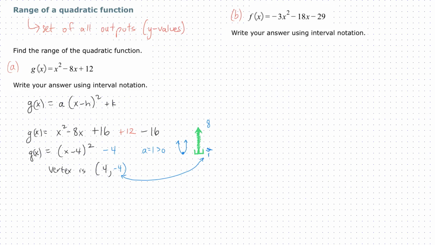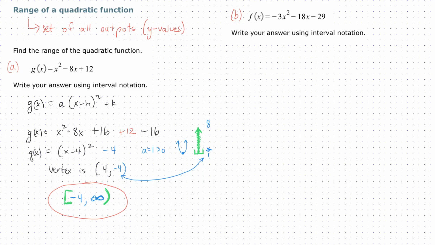We need to write the range in interval notation. So the range in interval notation is bracket -4 all the way up to infinity. And then we close that infinity with an open parenthesis. Remember, infinity is a concept. It is not a number. Or you could say it's a symbol, but it's definitely not a number.